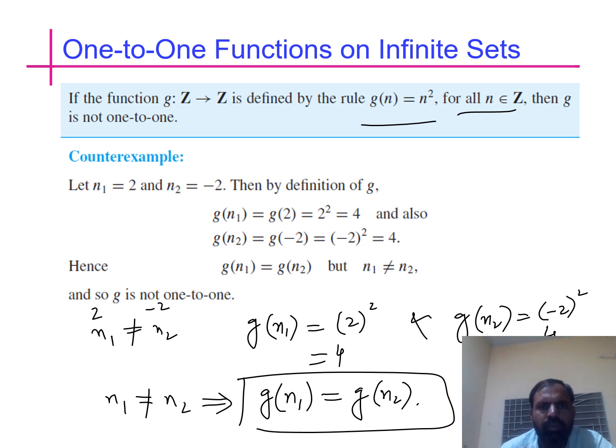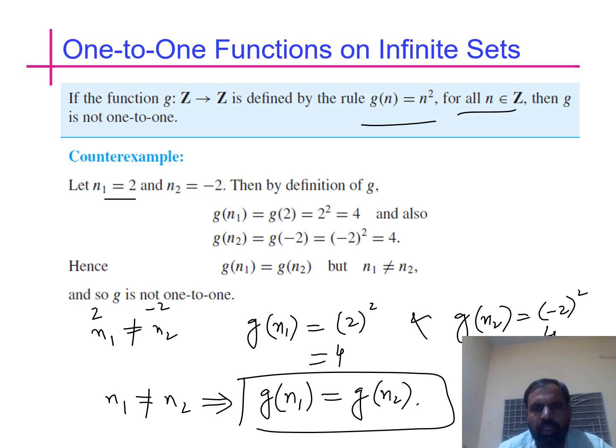Counter example: if the function g from Z to Z is defined by the rule g of n is equal to n squared for all n belongs to Z, then g is not 1 to 1. Let n1 equal 2 and n2 equal minus 2. Then by definition, g of n1 is equal to g of 2, because n1 is here the value 2.